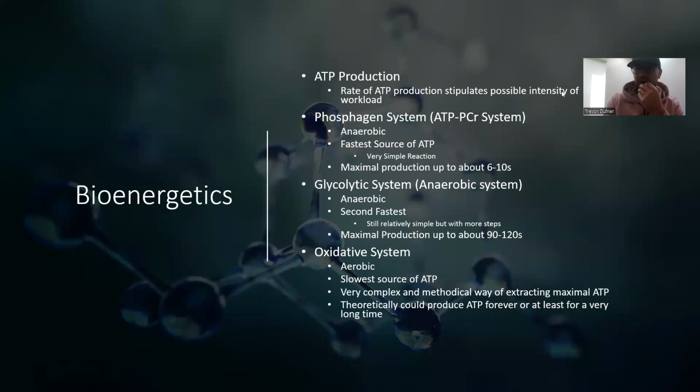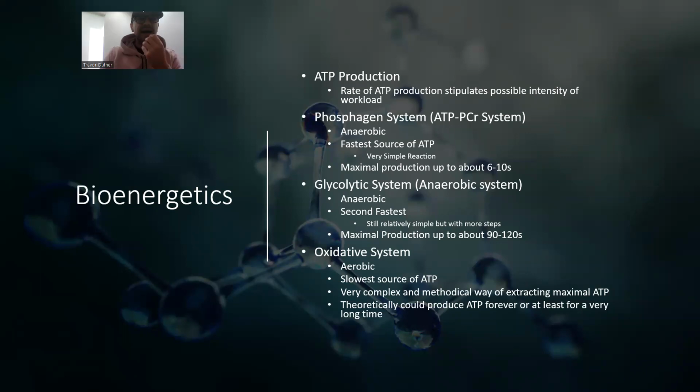All right, so we'll talk about our bioenergetics. Bioenergetics is just a word broken into two, right? Biology, energetics. It is how we are getting our energy from the biological processes within our body. So in this case, ATP production. How are we getting our ATP? And we know, or we should know by now, that there are three energetic systems. So the first one is the phosphagen system, also known as the ATP-PCr system.